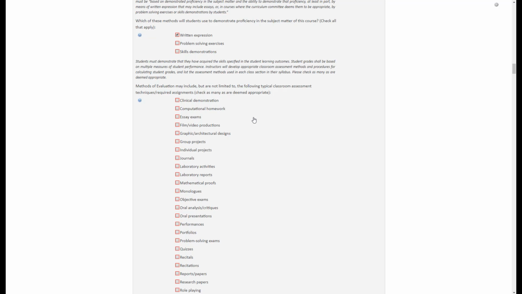Instructors will develop appropriate classroom assessment methods and procedures for calculating student grades, and list the assessment methods used in each class section in their syllabus. Because learning experiences in college courses must either include critical thinking or experiences leading to this capability, methods of evaluation must effectively assess students' mastery of critical thinking.